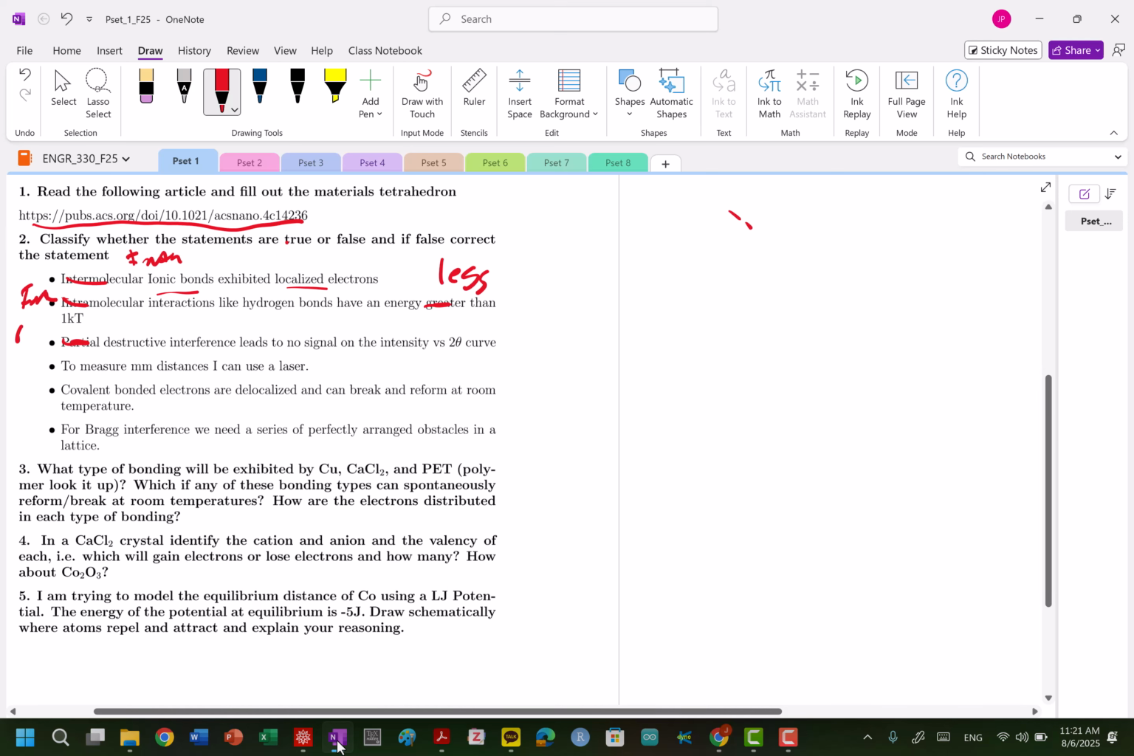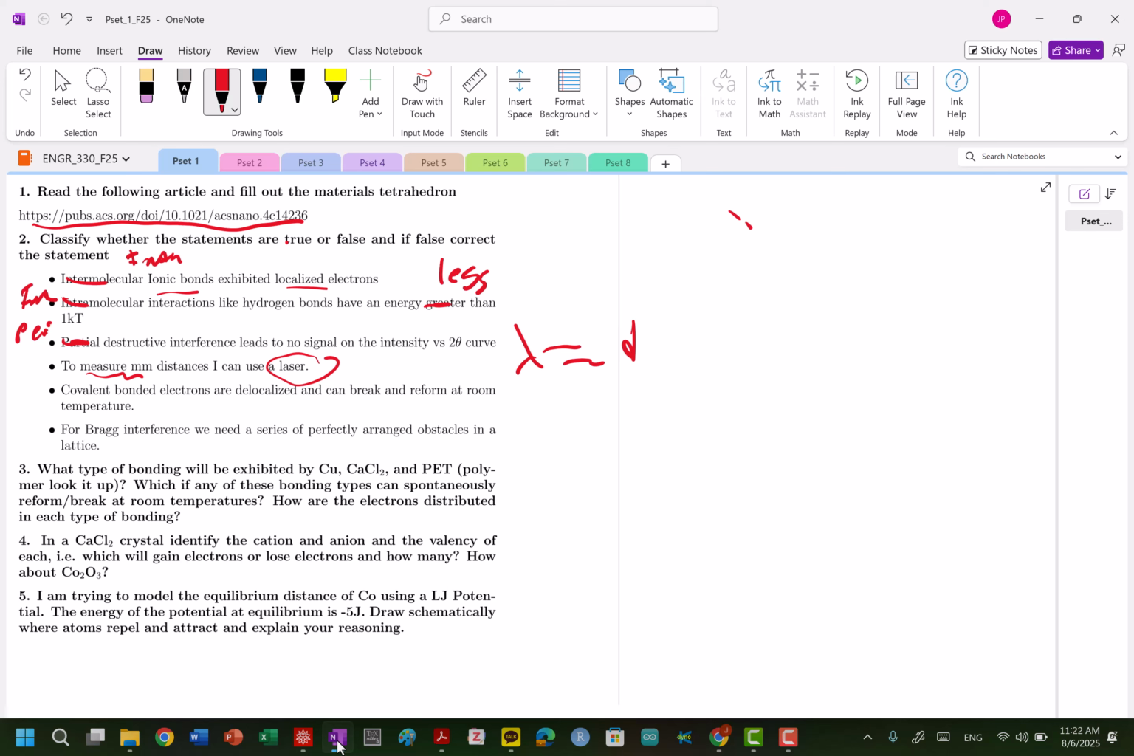No. Perfect destructive interference. That's the caveat there. To measure millimeter distances, I can use a laser. Well, no, remember on Bragg diffraction, we need to have our lambda, the wavelength of whatever we're using to investigate structure, to be commensurate with the distance. So we know a typical laser uses visible light wavelength, so you're looking at hundreds of nanometers.